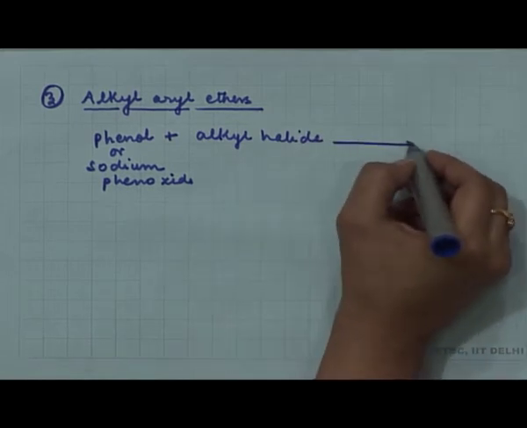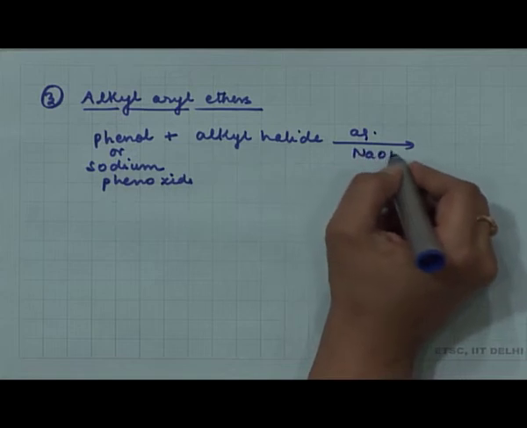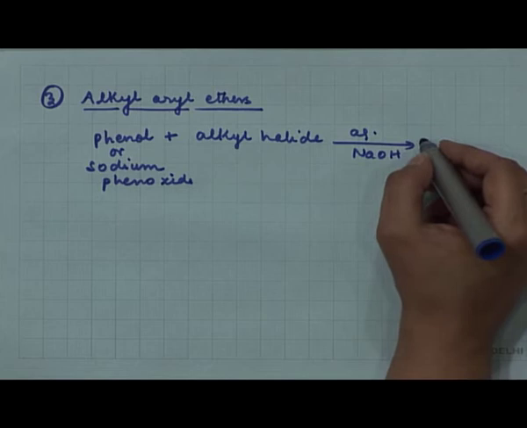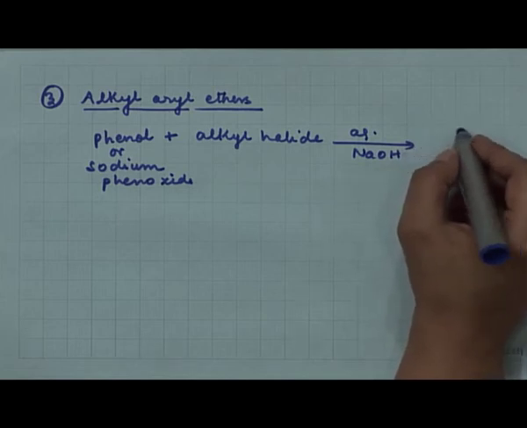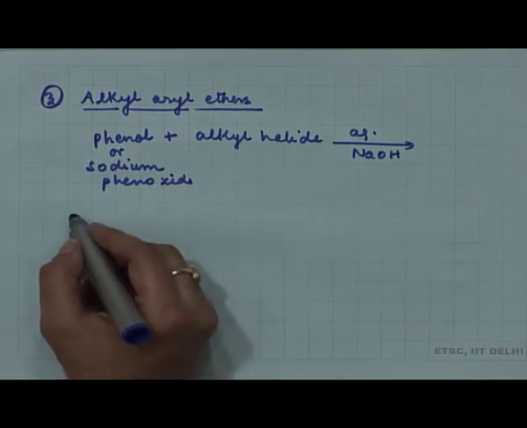So, again you can have an alkaline solution. So, you can have aqueous NaOH. If you are using a phenol, you use aqueous NaOH, right. You maintain an alkaline solution and you get the corresponding alkyl aryl ether. So, these are the general conditions.